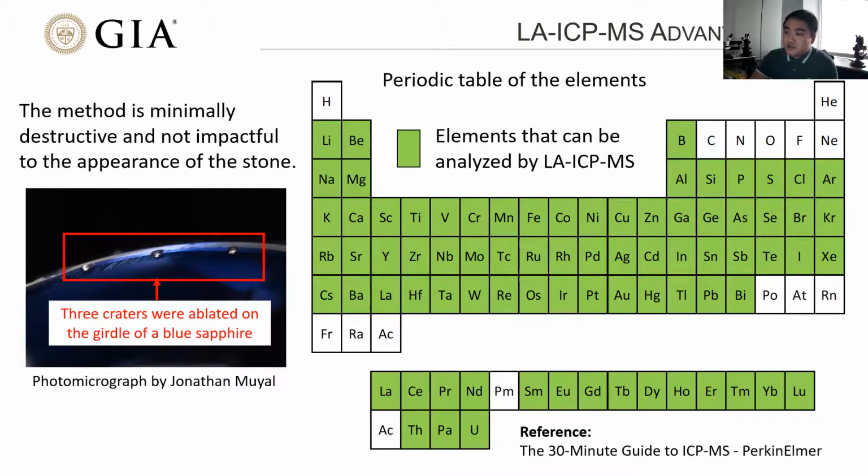This picture shows 3 round laser craters on the girdle of a blue sapphire. The size of the craters is smaller than the diameter of most human hairs, effectively invisible to unaided eyes, and difficult to see with the 10x magnification triplet loupe. The amount of ablated gemstone powder from 3 craters weighs approximately 3 millionths of a carat.